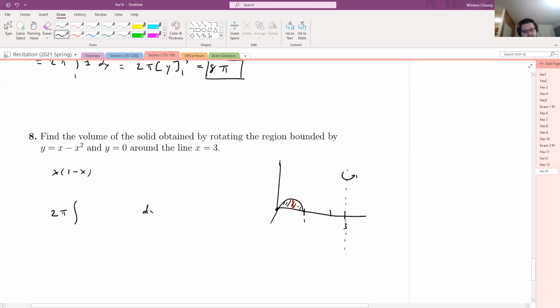And we want to integrate this with respect to x. And we can see that the red segment is going to vary from x equals 0 to x equals 1. I might need a little bit more space inside, actually, but we'll see. Okay. Now, the height function, in this case, is the easier function to list off. That's just going to be the function given to us, x minus x squared.